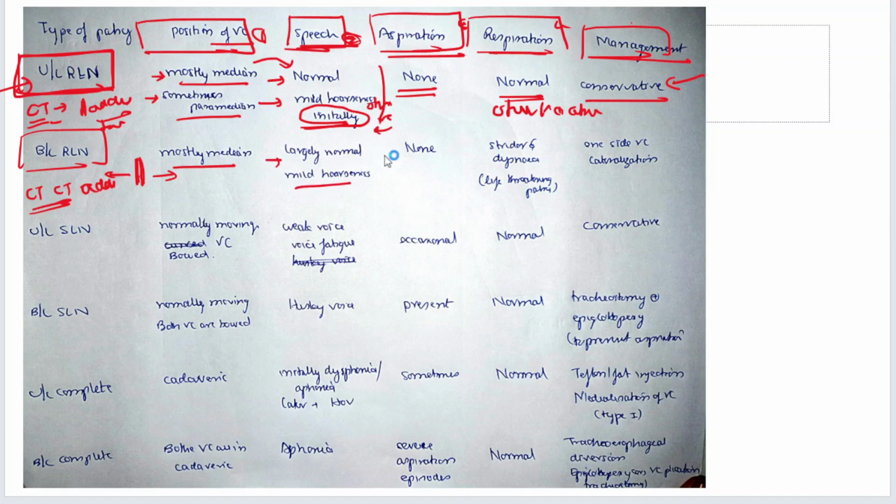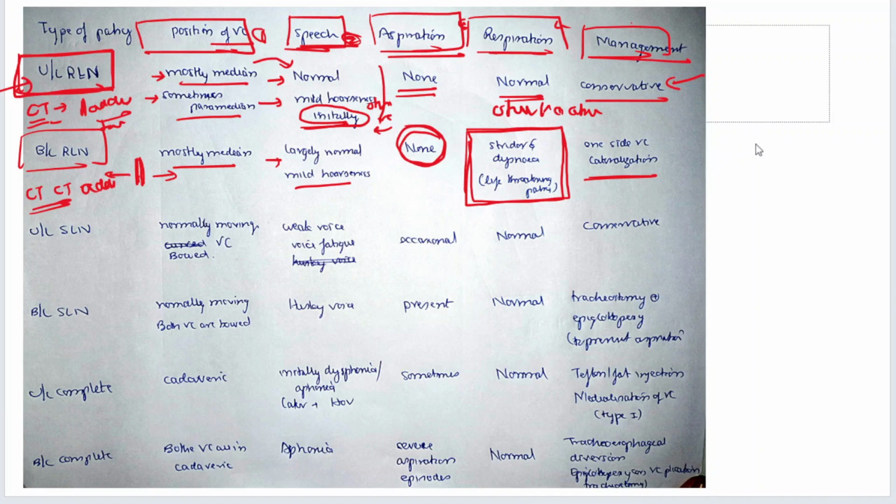Sometimes there may be mild hoarseness. Aspiration will not be there, no chance, because there is no anesthesia and also the vocal cords are close to each other. This is the only palsy that presents with stridor and dyspnea. So this becomes a life-threatening palsy. One-sided vocal cord lateralization is the management of this. Lateralization of the vocal cord, we said how do we lateralize?